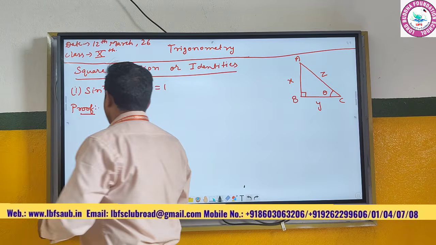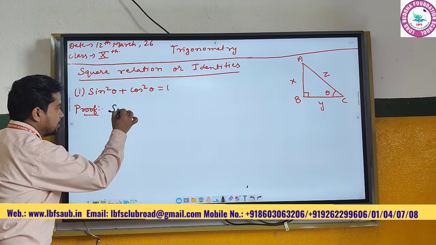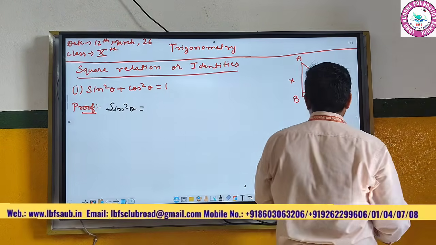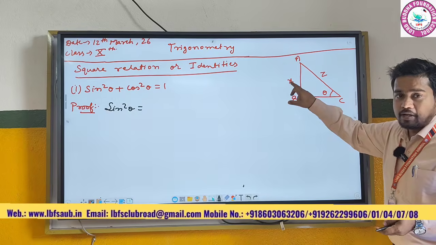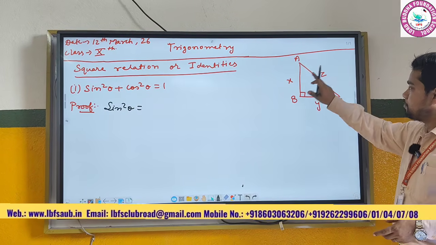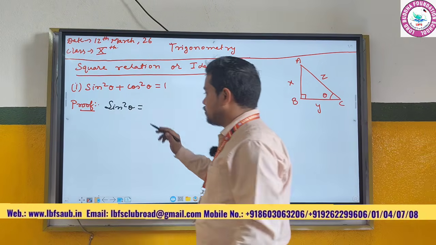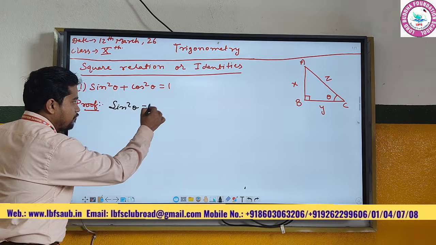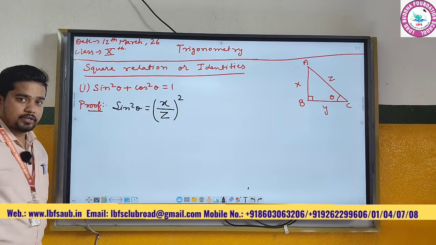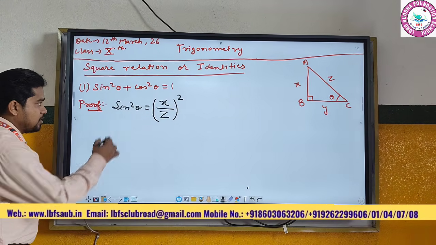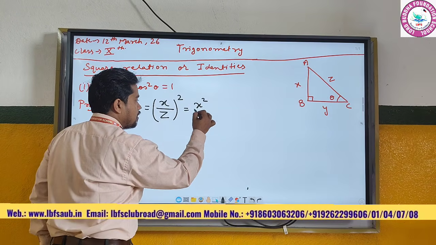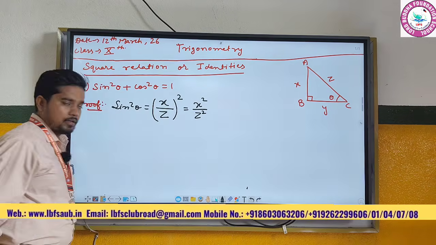First of all you have to find the value of sin square theta. According to this figure, the value of sin theta will be perpendicular upon hypotenuse. So the value of sin theta will be x upon z. We have to find the value of sin square theta, which means x upon z whole square, so further we can solve it as x square upon z square.